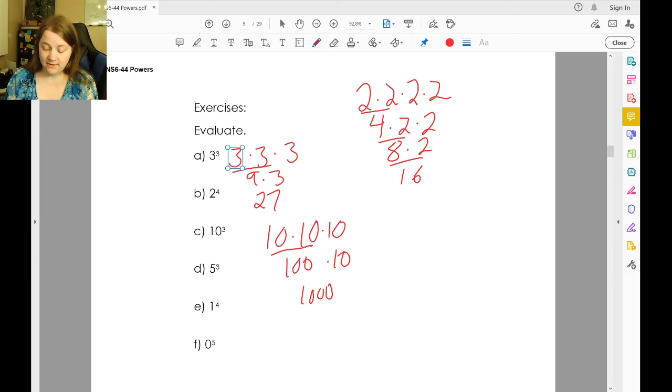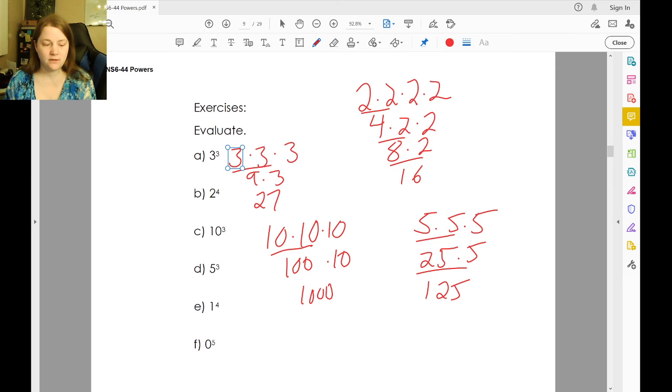Letter C, 10 to the 3rd power, 10 times 10 times 10. 10 times 10 is 100, times 10 is 1,000. Letter D, 5 to the 3rd power, 5 times 5 times 5. 5 times 5 is 25, times 5. 5 quarters is worth 125 cents, or $1.25. 1 to the 4th power, it doesn't matter how many times I'm multiplying the number 1, it's still going to be 1. 0 to the 5th power, it doesn't matter how many times I multiply 0, it's still going to be 0.